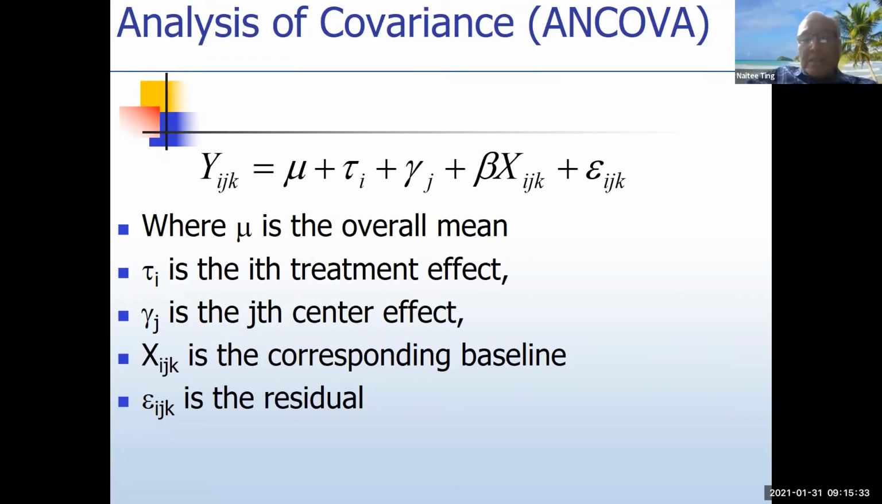And the next question is, why is the treatment by stratification factor interaction not in the model? How do we write this interaction? It's tau gamma ij, right? Tau gamma sub ij. How come tau gamma ij is not in the model?